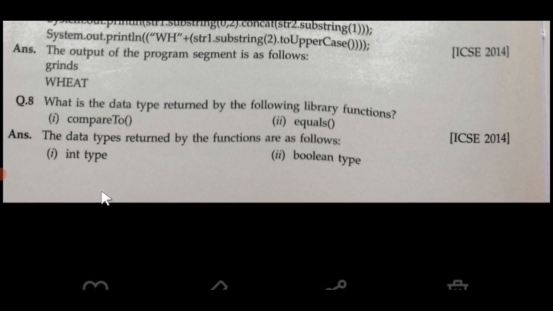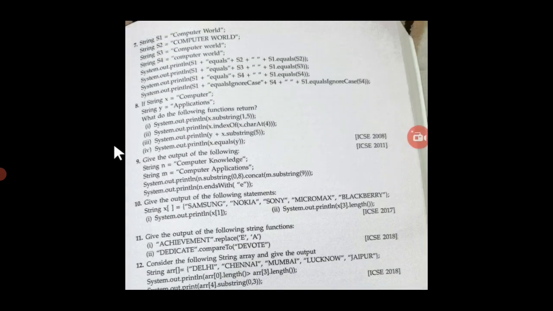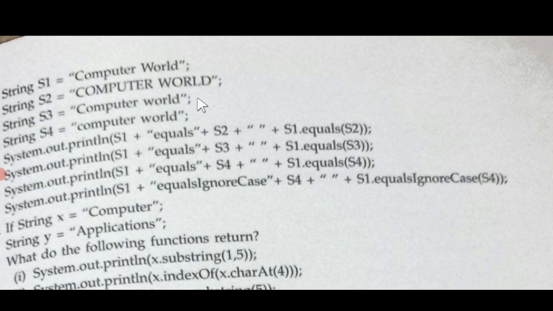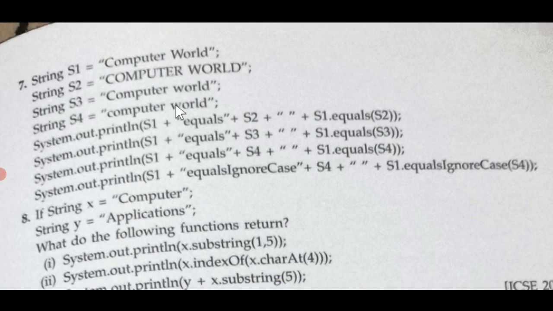Now what is the data type returned by the following library functions? compareTo returns int, equals returns what? Boolean. After that, students, now some more questions here. S1 is Computer word, the C is capital, rest are small letters. Now S4 is computer word, all small letters. The first output is S1 plus equals, so on the screen what will be there? S1 equals S2 space S1.